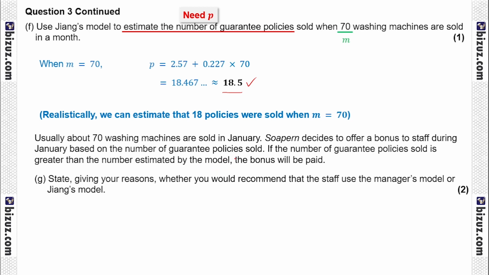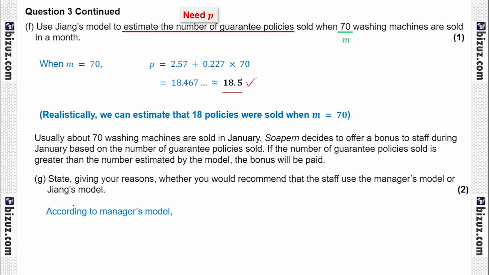However, the model hasn't exactly been specified, whether it's the manager's model or Jiang's model. And this is what the question is based on. State, giving your reasons, whether you would recommend that the staff use the manager's model or Jiang's model. So we already know the estimate from Jiang's model. When M is equal to 70, Jiang's model estimates that P is going to be equal to 18.5. So let's see what the manager's model estimates.